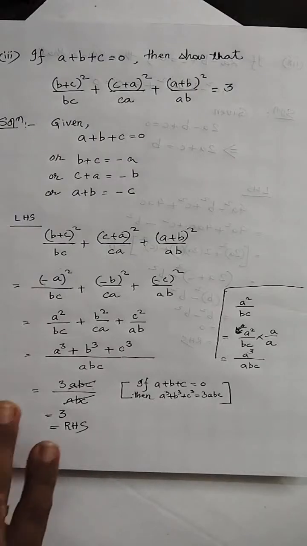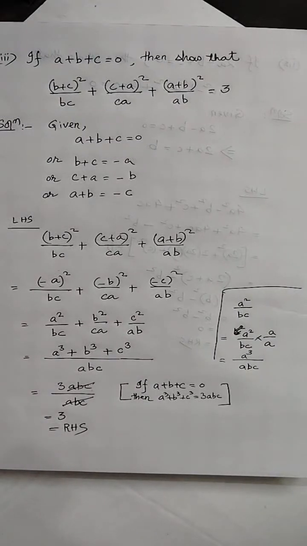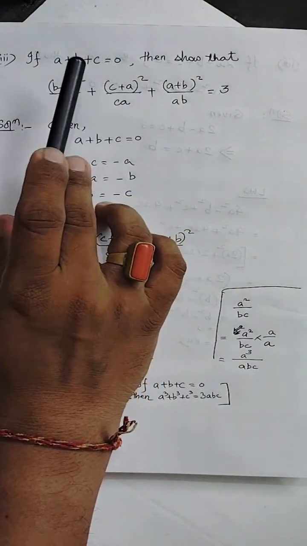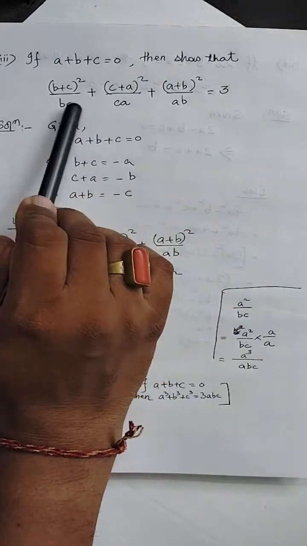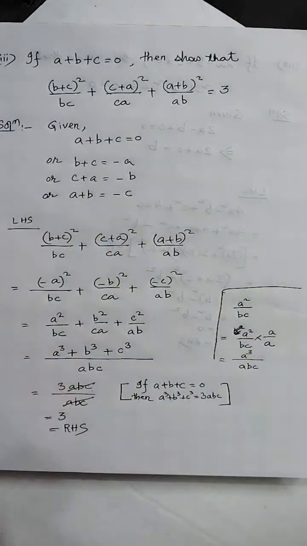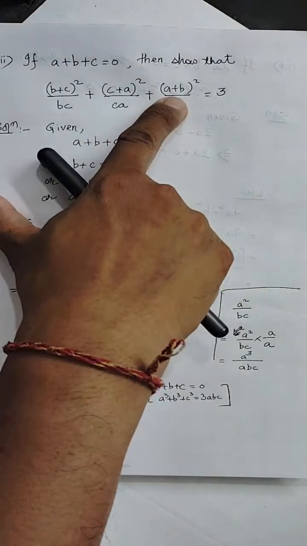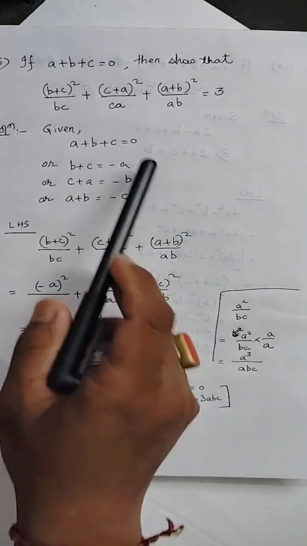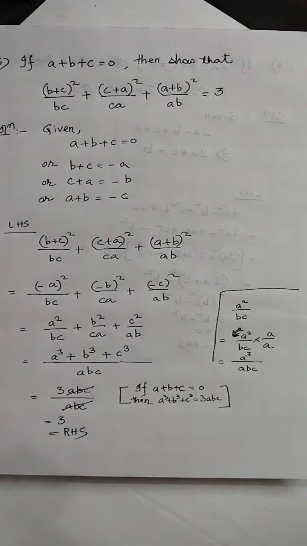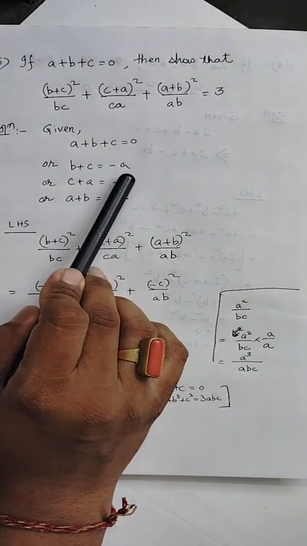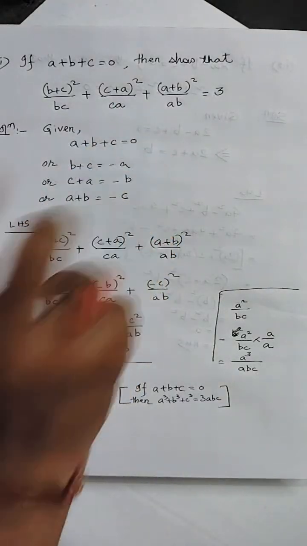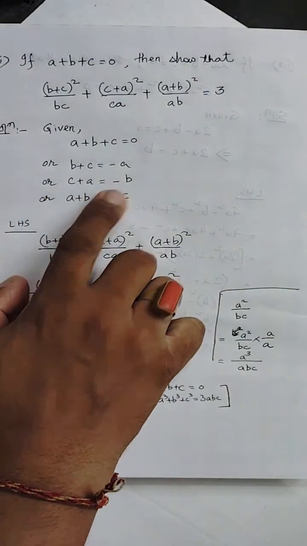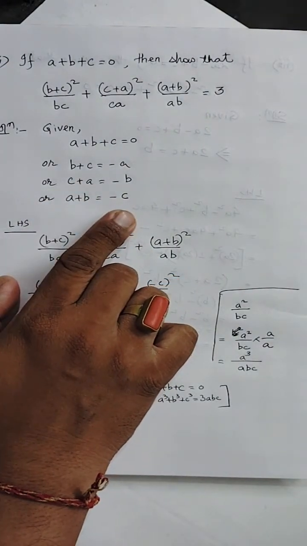Okay, I will just quickly repeat what I have done. This was the condition given to us, a plus b plus c equals 0, and this is what we are required to prove. As there is b plus c, c plus a and a plus b whole square, we took out the values of b plus c, c plus a and a plus b from this given expression. b plus c equals minus a. How? We transpose the plus a to the RHS, and it becomes minus a. Similarly, c plus a becomes minus b, and a plus b becomes minus c.